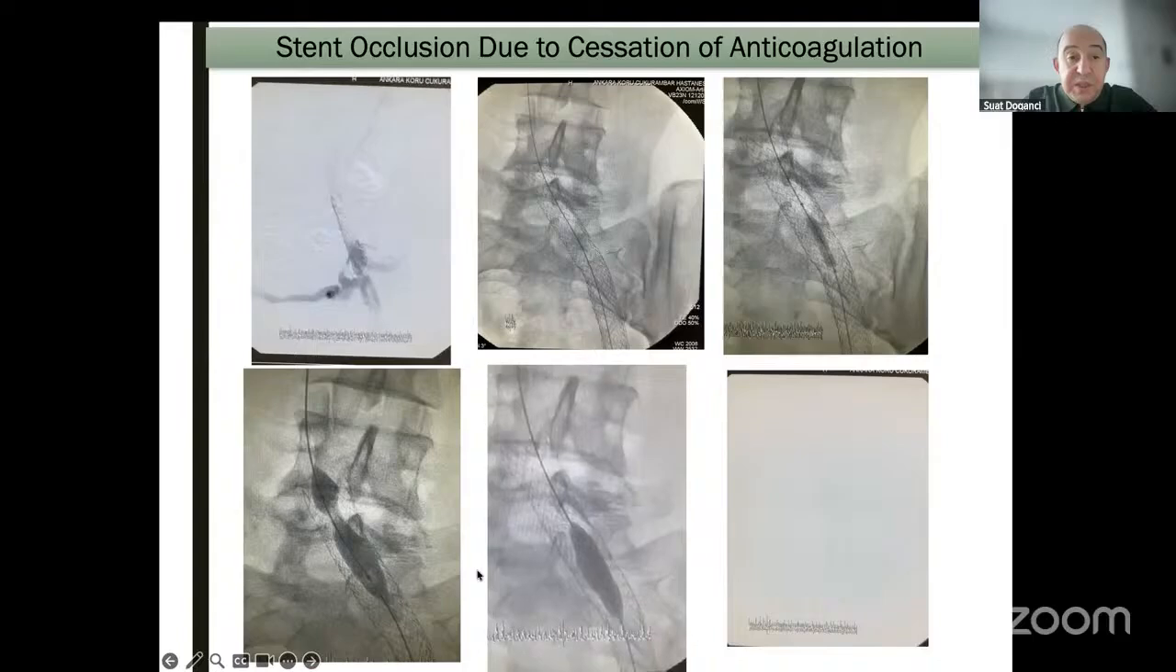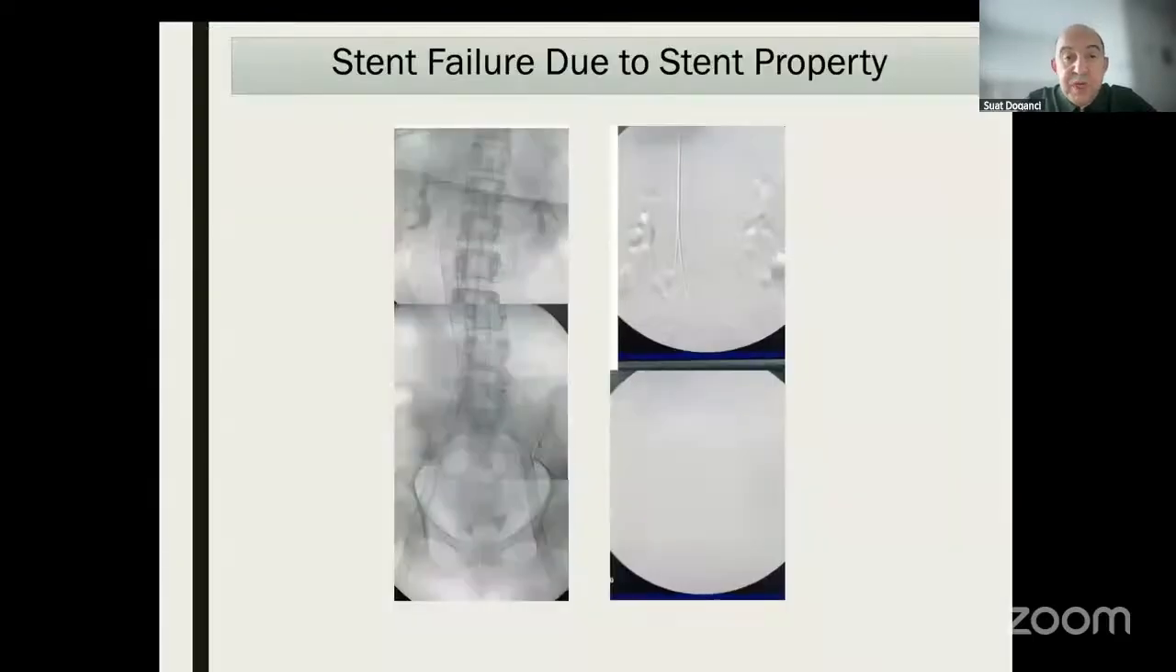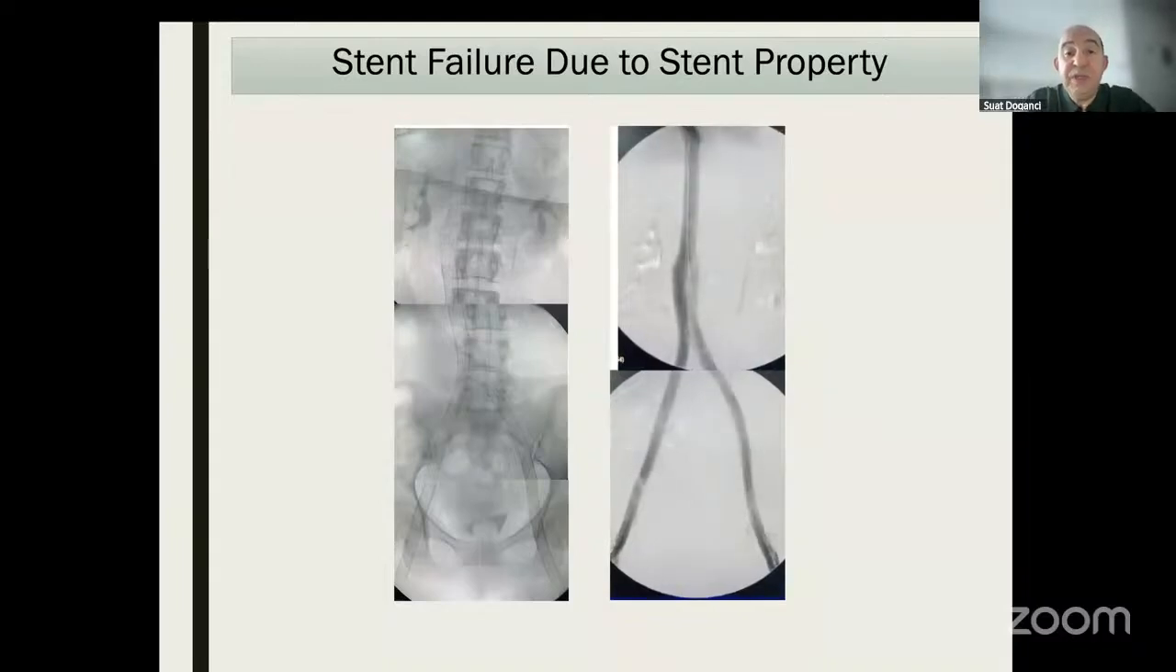So the next case which I will show you is a stent failure due to a stent property. This was an iliac stenting. You see that nearly from the heart to both groins, we stented this patient. As you see, this is all Wallstent.